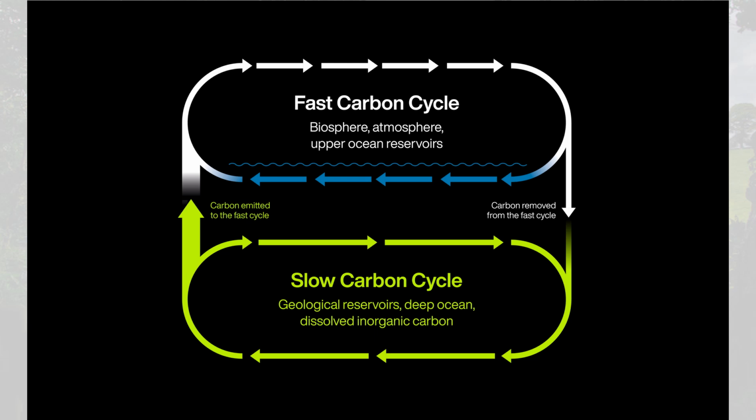The reactions of fast cycles to human activities will determine many of the more immediate impacts of climate change. The slow or deep carbon cycle involves medium to long term geological processes belonging to the rock cycle, and the exchange between the ocean and the atmosphere can take centuries, and the weathering of rocks can take millions of years.